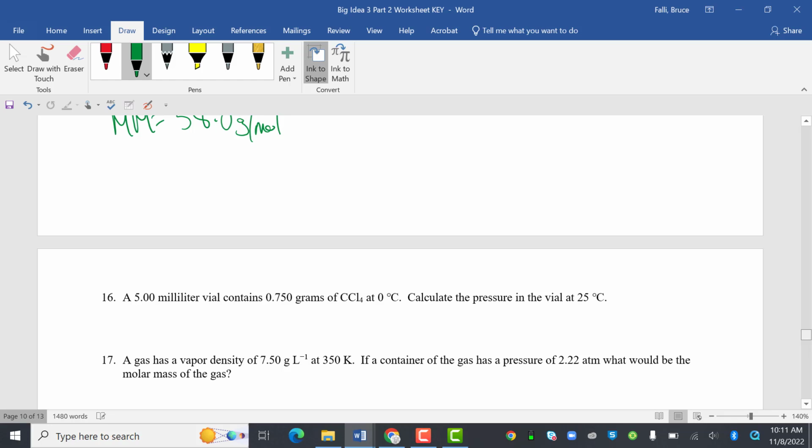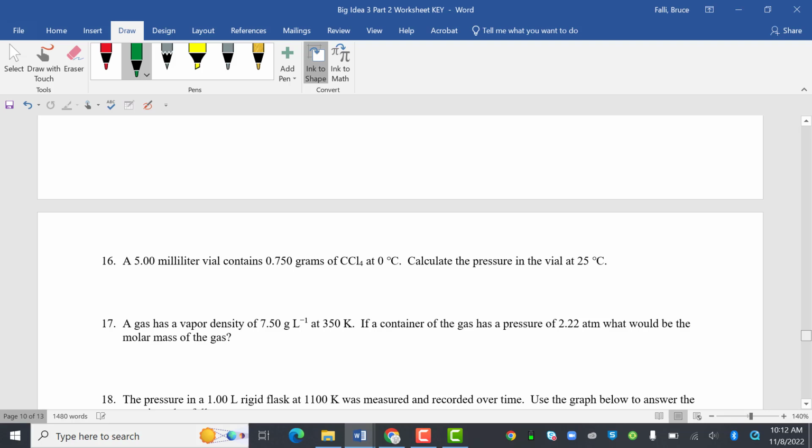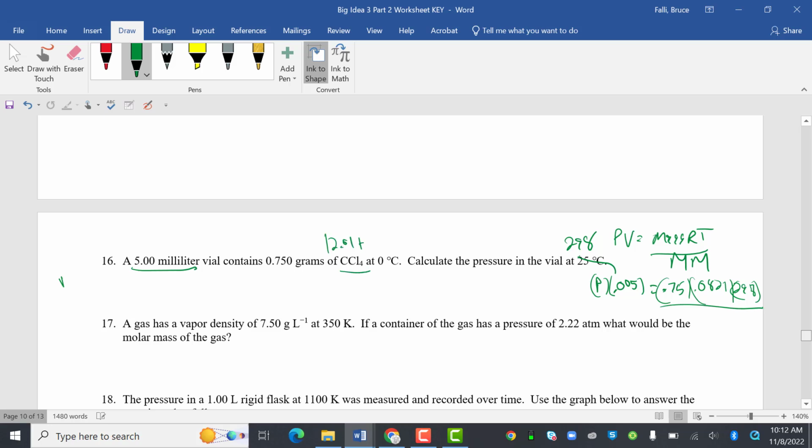Good. A 5 milliliter vial contains 0.75 grams. Calculate the pressure of the vial at 25 degrees Celsius. So, looks like we're doing it again here. PV equals mass RT over molar mass. Pressure, what I'm solving for. Volume, 5 milliliters is 0.005, 3 decimal place move in liters. Mass is 0.75. R is 0.0821. 298 Kelvin. Molar mass is 12.01 plus 35.45 times 4 is 141.8.